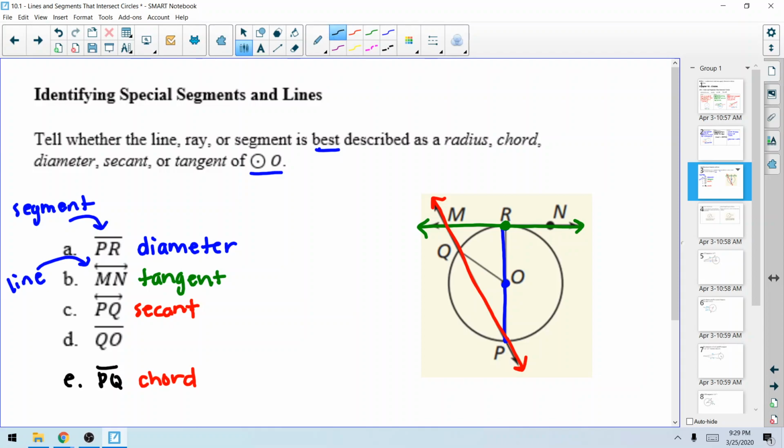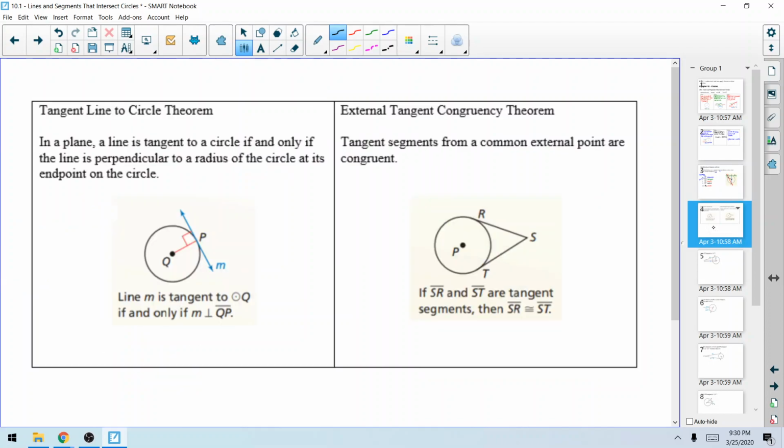Okay, last but not least, let's go back to letter D, QO. So let's look at QO, and that one specifically stops. It's not a line, it goes from the edge to the center. That's a radius. Okay, two more definitions before we get started on examples.